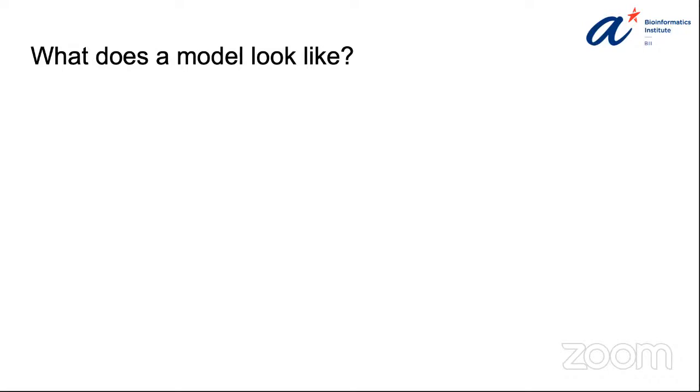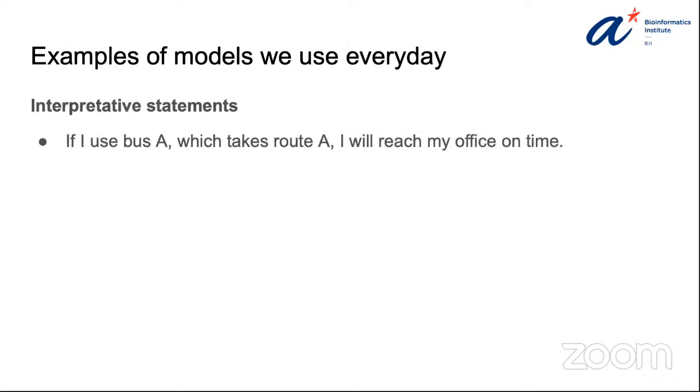So let's have a look at what models look like, right? We've been talking about first principles. We've been talking about physical systems that are explained by those first principles. And now we're going to look at how we look at a physical system and how we actually turn it into a model. So I'm going to use a very simple example of things that you use every day. For example, I sometimes wake up late and then I have a meeting in the office, and then I start thinking that if I take bus A, which goes through route A, I will reach my office in 30 minutes.